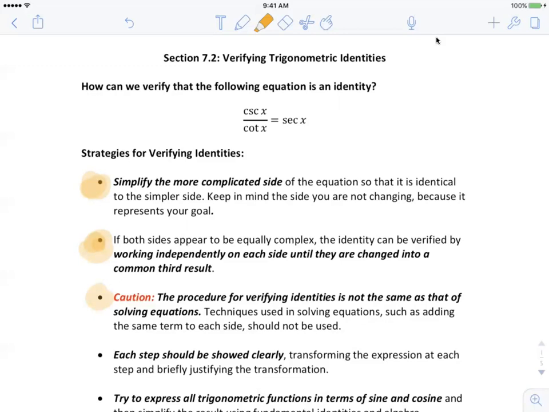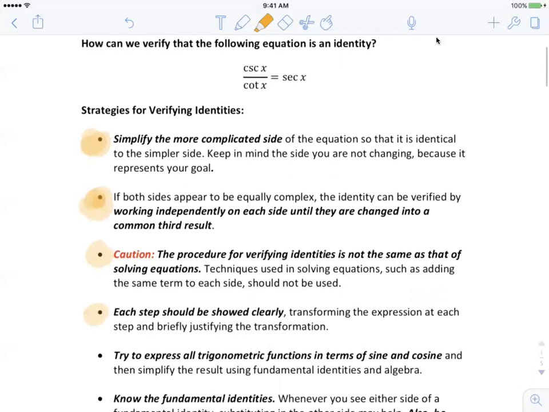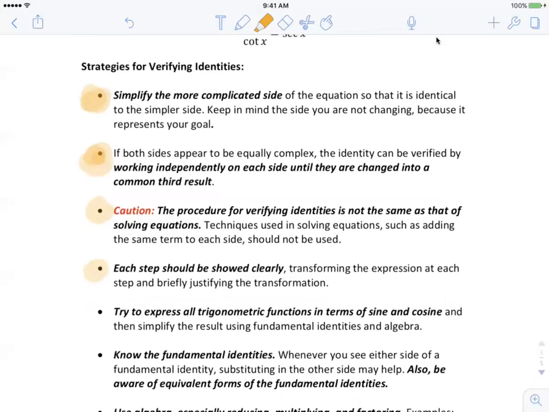Okay. Now, for the technique of showing your work, each step should be shown clearly, and you transform the expression at each step, and then you have to justify your transformation. Like, what allowed you to do that? Did you use an identity? Was it algebra? So just a brief explanation.